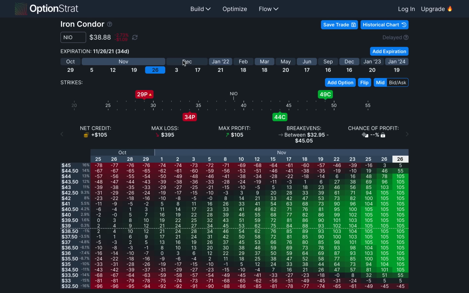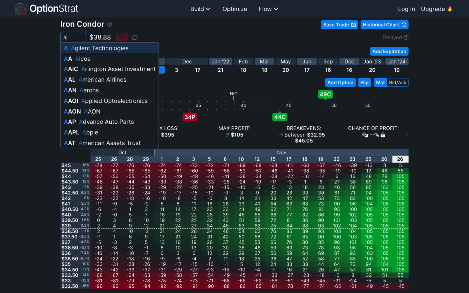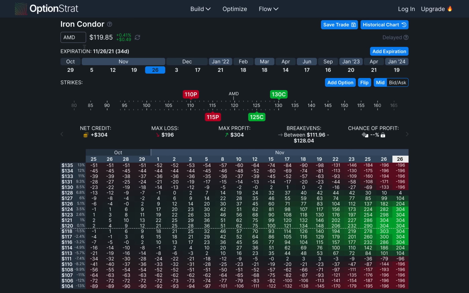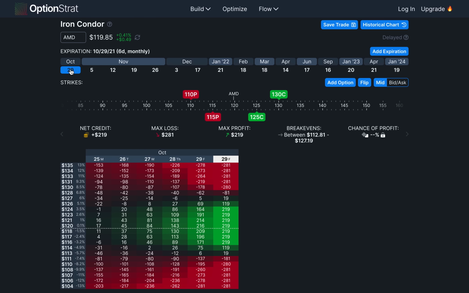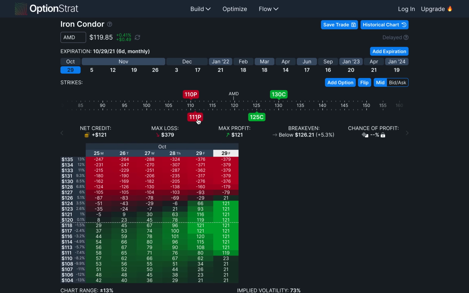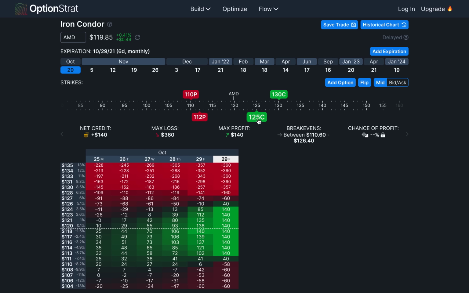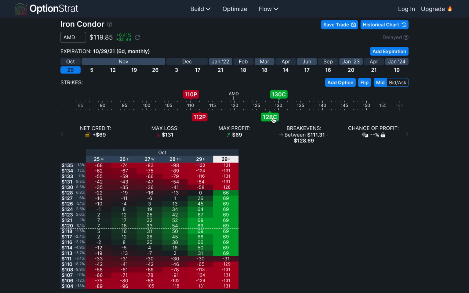And then again, we're using AMD for this example. So AMD. And then we chose the October 29th expiration, again, the closest expiration following the earnings date. And again, we're expecting an $8 move on AMD. So at the low range, I would put it at 112. So we sell a put there. High range, I would put it at 128. So we sell a call there. And then we buy a call higher than the call we're selling. So we just did 129. We buy a put lower than the put we're selling. So we did 111. And this is what it looks like here.